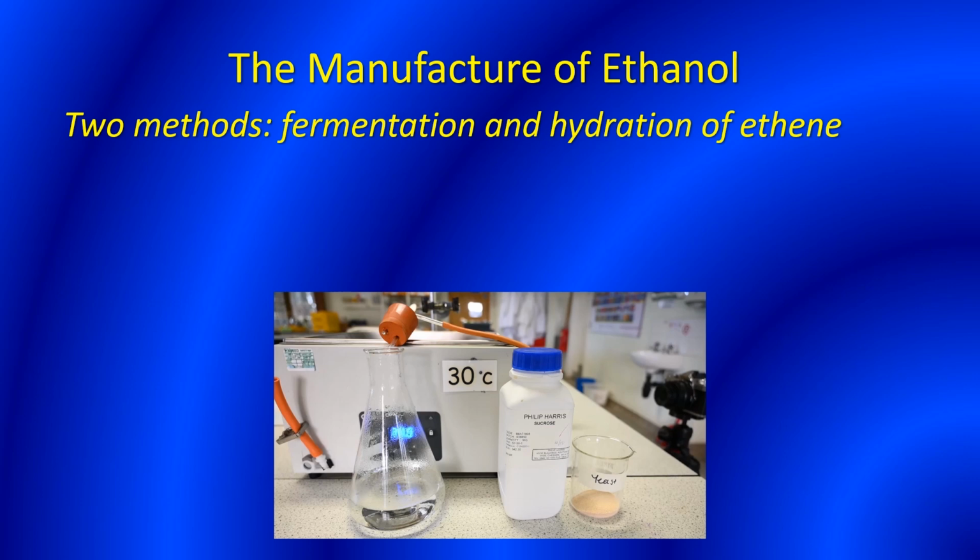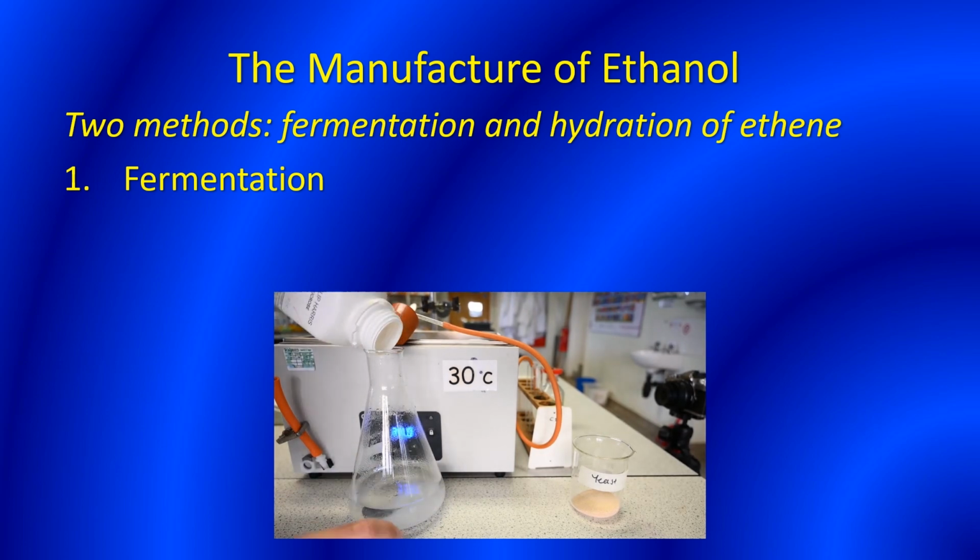And now we're going to consider the manufacture of ethanol. So ethanol, just one of the alcohols, and we're going to consider two different methods here to make ethanol. We'll consider fermentation and hydration of ethene. So the first reaction then is fermentation. Watch a brief video clip to explain fermentation.